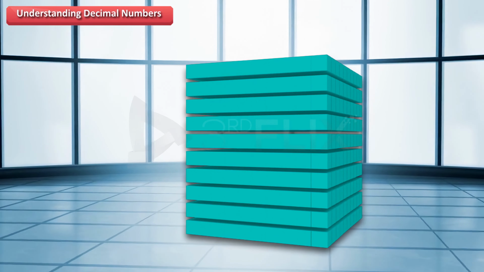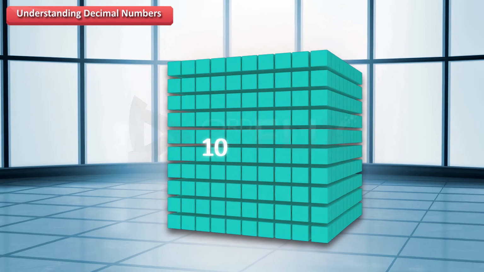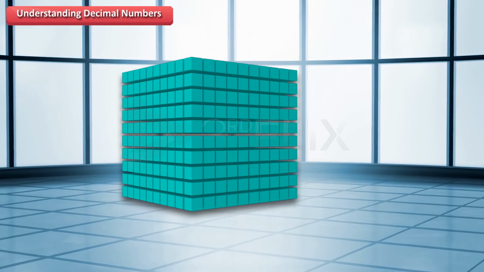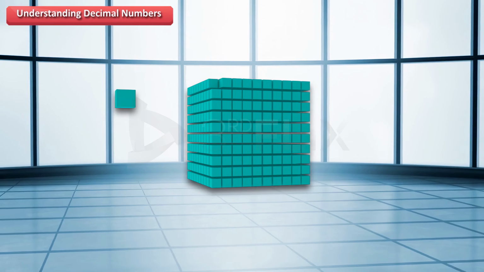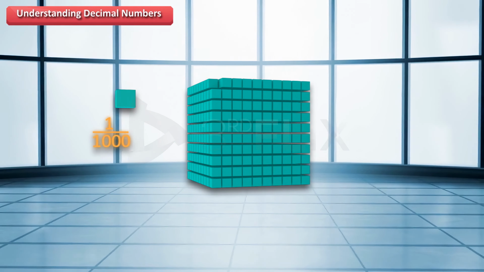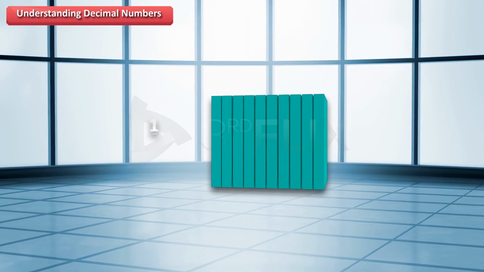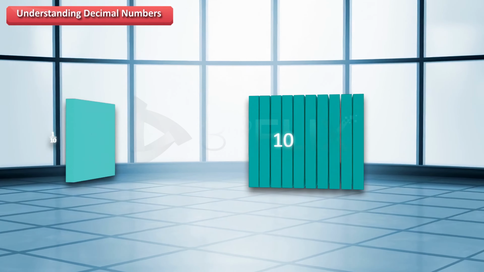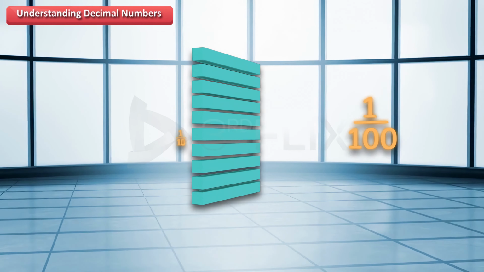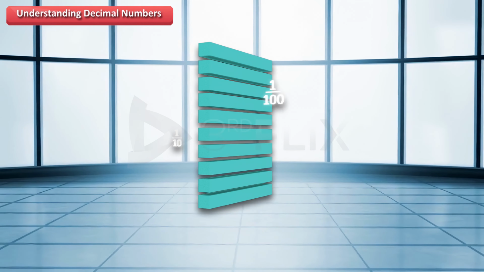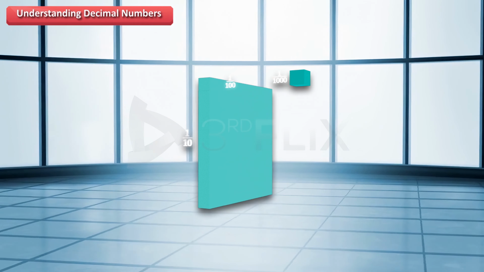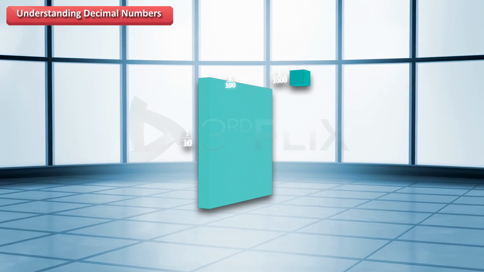Now divide each of these 1/100ths into 10 equal parts. Then each small cube obtained is called a 1/1000th part. Deci means 10th part. 1/10 is the 10th part of 1. 1/100th is the 10th part of 1/10. 1/1000th is the 10th part of 1/100th.